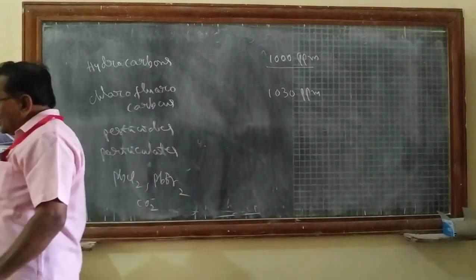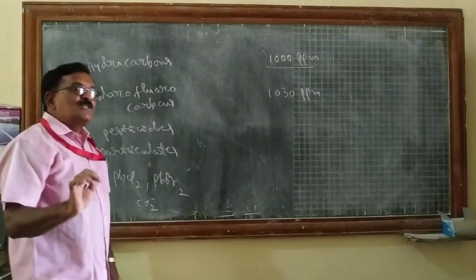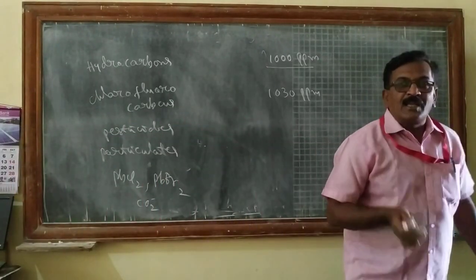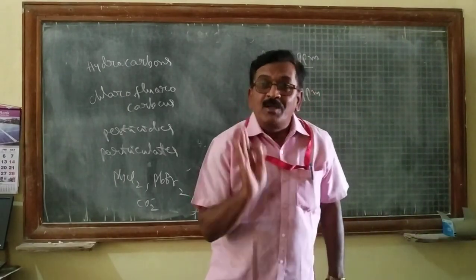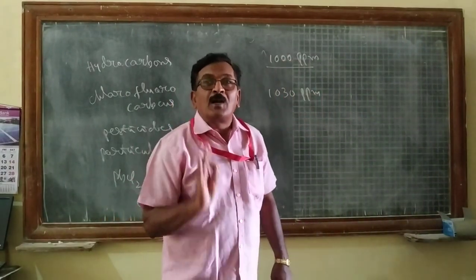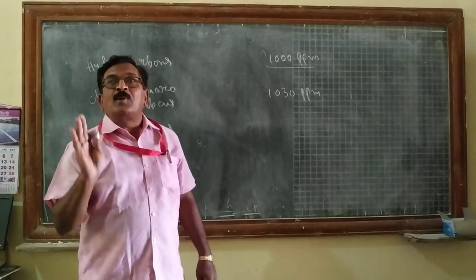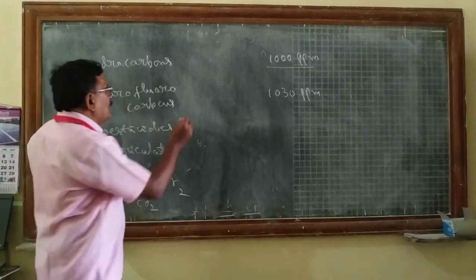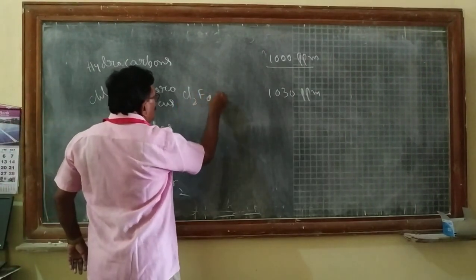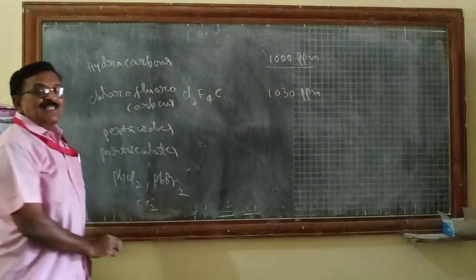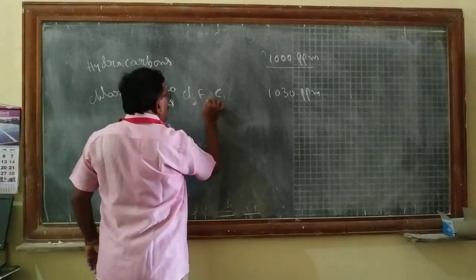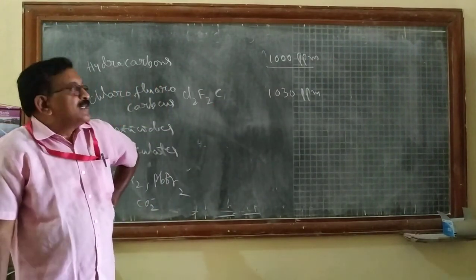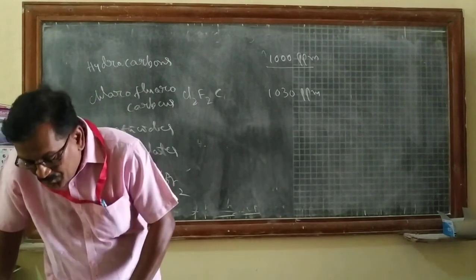Parts per million. So that's why in the refrigerator you cannot keep excess food materials, milk, curd or any bakery items, because they are producing chlorofluorocarbons. Namely, the refrigerator is made up of chlorofluorocarbons. So that's why the formula is Cl2F2C. This is called chlorofluorocarbon, and it causes 1030 parts per million.